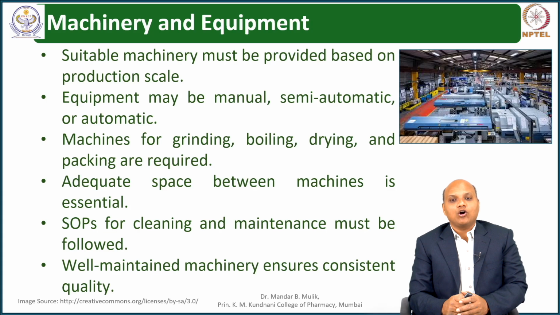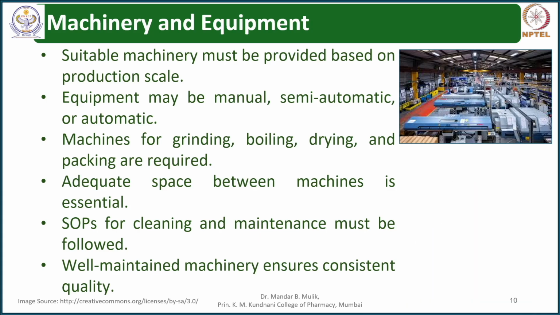Equipment may be manual, semi-automatic or fully automatic. Machines for grinding, boiling, drying and packing are required for every formulation. Adequate space between machines is essential to avoid accidents. A proper area should be left around the machine area for proper movement of workers inside the cabin. Well maintained machines ensure consistent quality and safety of the workers. SOPs for cleaning and maintenance must be followed in those areas.